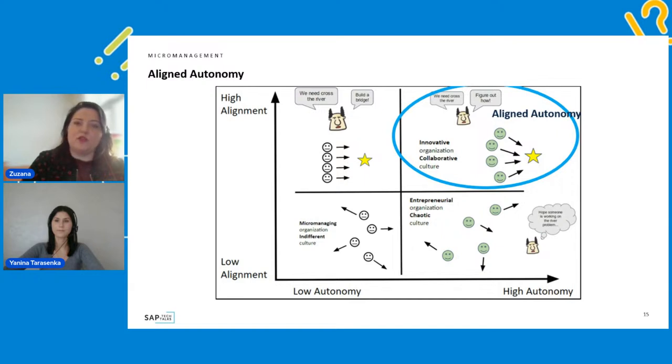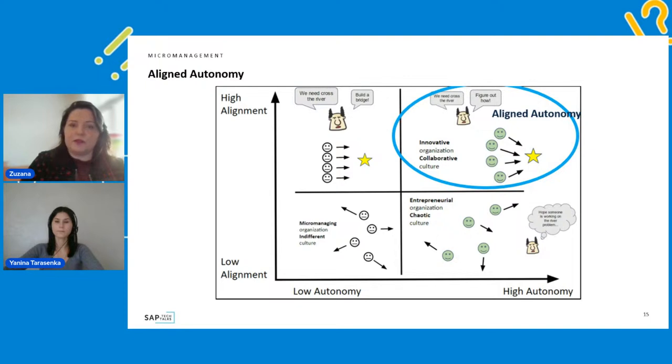How to help your team to be more effective? Let's check the following picture. It shows us, based on alignment and autonomy, where micromanagement is and also where our ideal destination is, aligned autonomy. Micromanagement culture exists in an environment with low autonomy, leading to low alignment in a team. So in short, no high-level purpose, just show up and follow orders. Leaders tell the people what the problem is and also how to solve the problems.